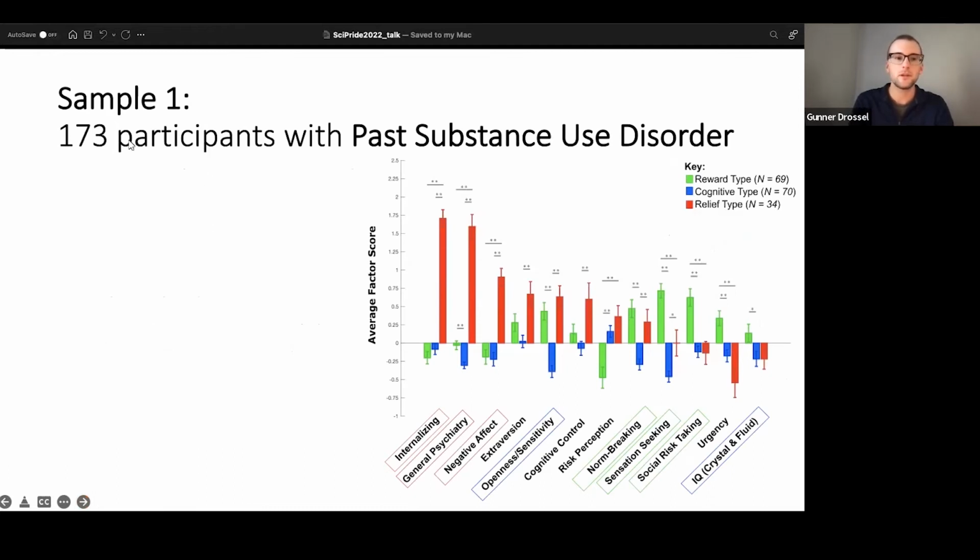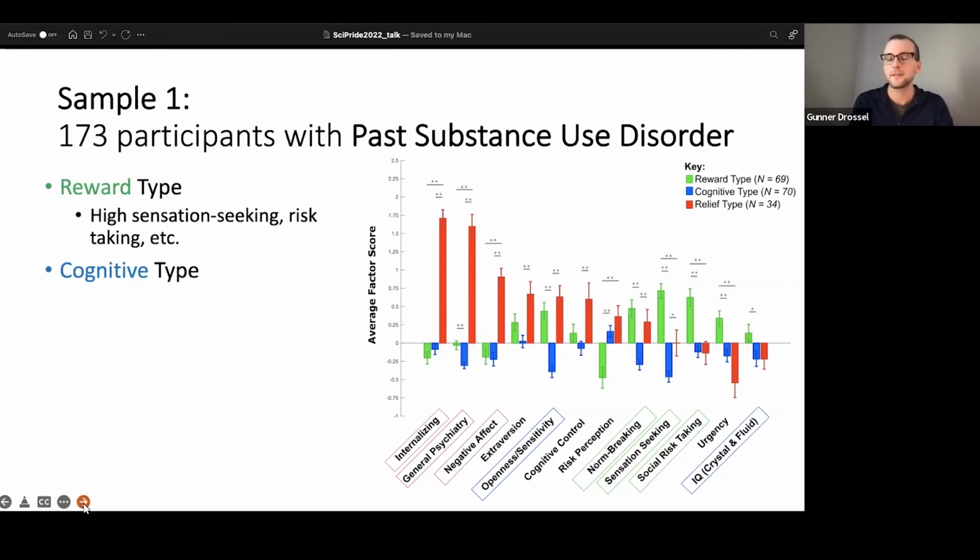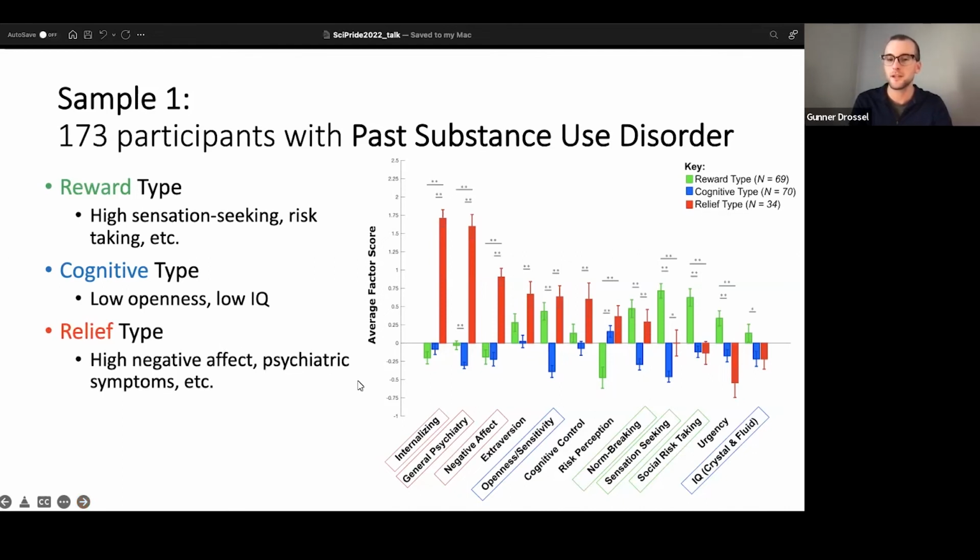So we took one sample, our first sample here at 173 participants with a past substance use disorder diagnosis. And we found when we measured on 12 different factors of their behavioral ability, as you can see here on the bottom x-axis of the graph, the scores from these different factors are on the left. We find three subtypes: a reward type, which has high sensation-seeking and risk-taking behaviors; a cognitive type, which has low cognitive openness and low IQ; and a relief type, which is high on scores reflecting negative affect, general psychiatric symptoms, etc.